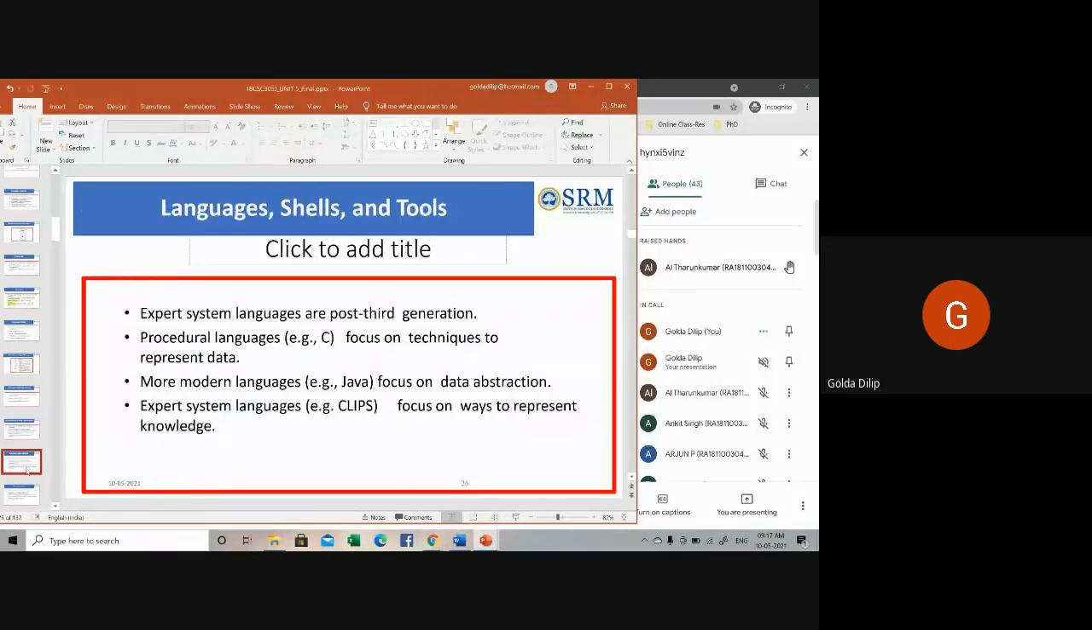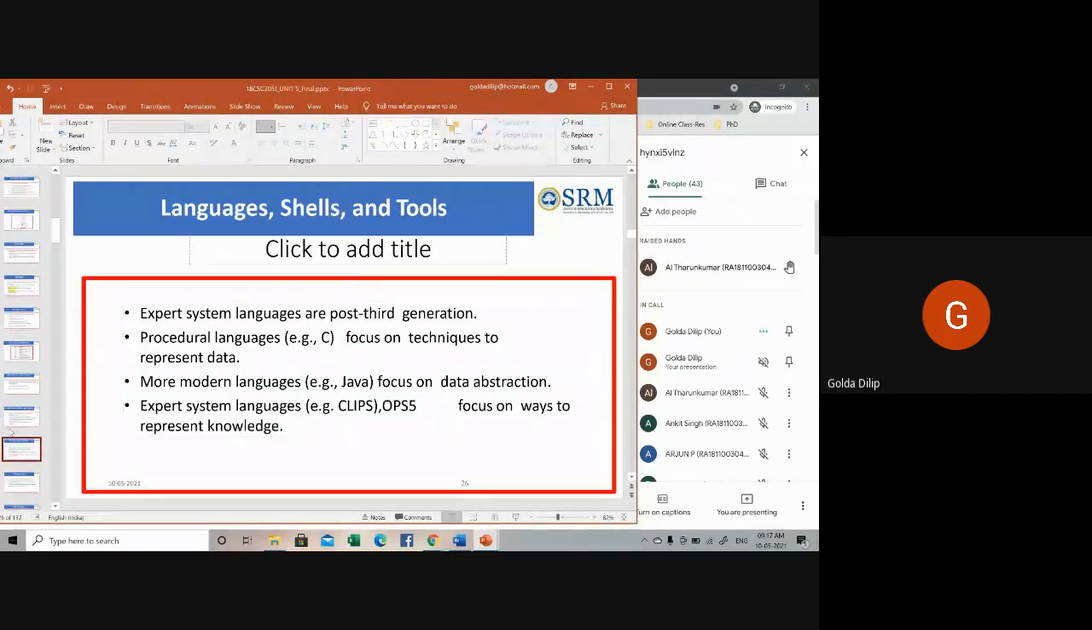Then coming to the languages, shells, and tools. Expert system languages are all post third generation languages. You have procedural languages, modern languages, and then you have the expert system languages. For expert system languages, you have CLIPS, and along with CLIPS, you have one more called OPS5. They're all used for representing the knowledge. That's regarding the language. Next, coming to shells.